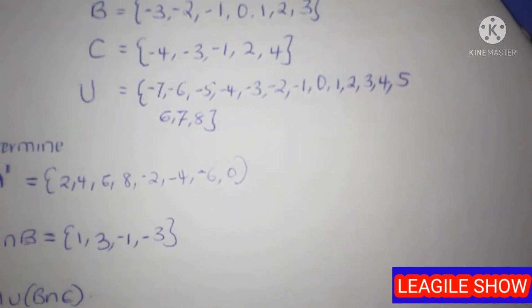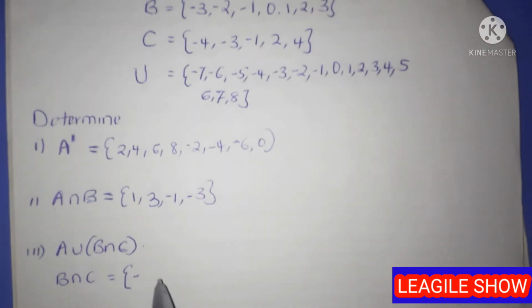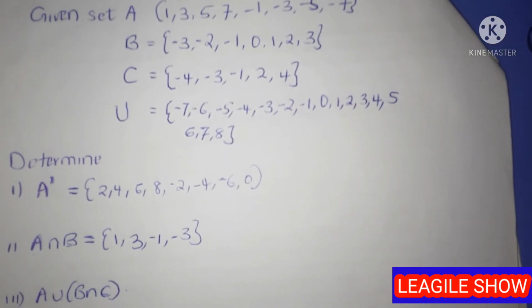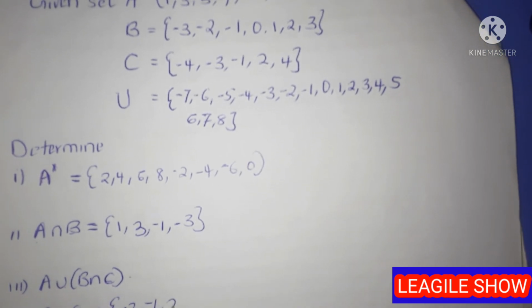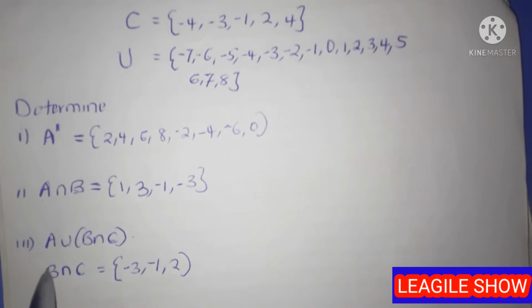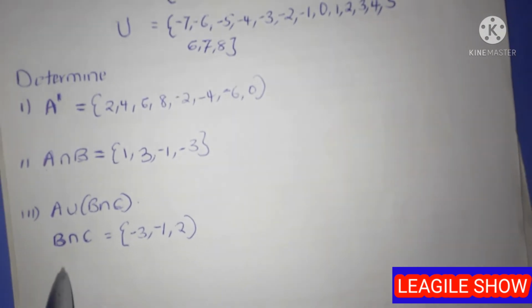So we are seeing there -3 is there. Which other number? -1, and also I'm seeing 2. So this is the intersection between set B and C. Now we merge these two.